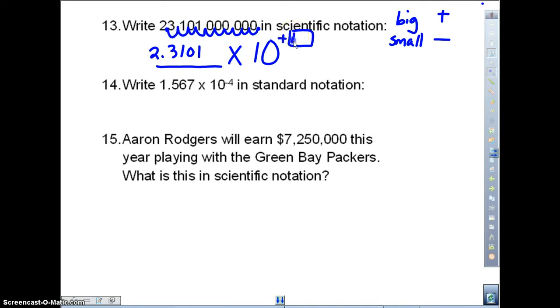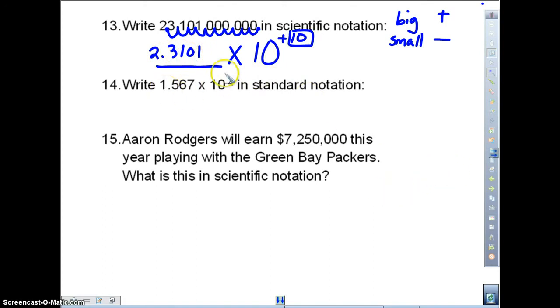And the biggest mistake kids make is counting how many decimal places. Do this real slow, do it in pencil, erase it and do it one more time to make sure you didn't make a mistake there. So our answer is 2.3101 times 10 to the 10th power.